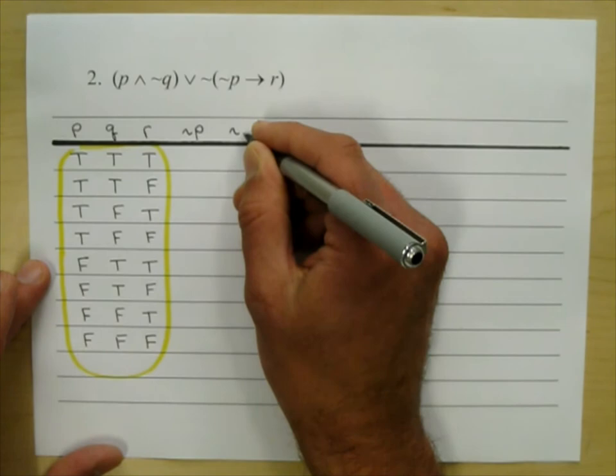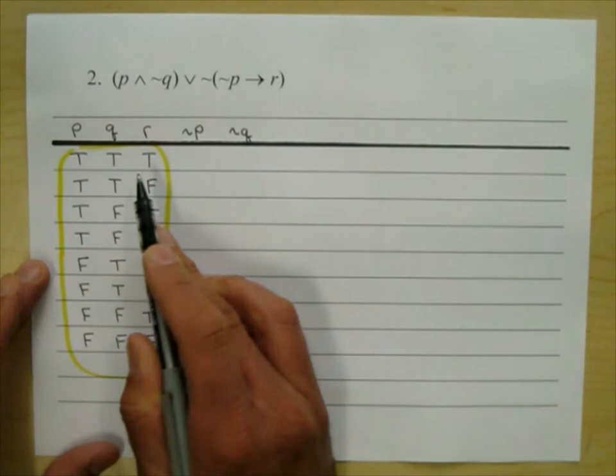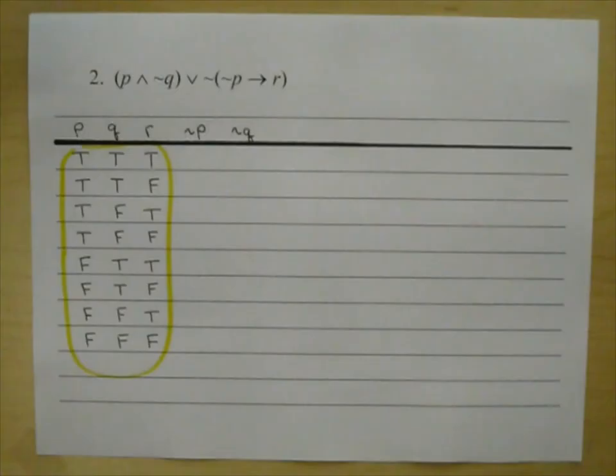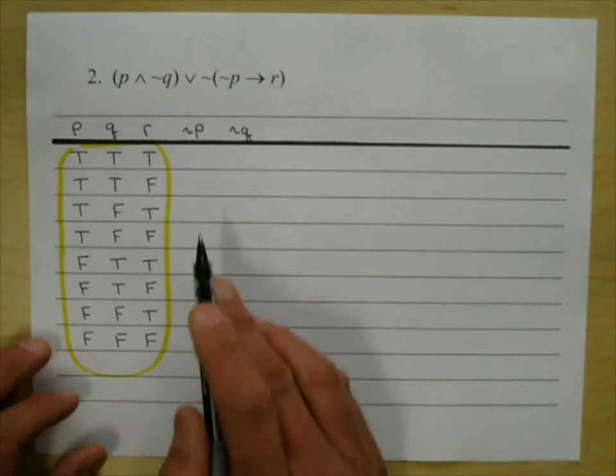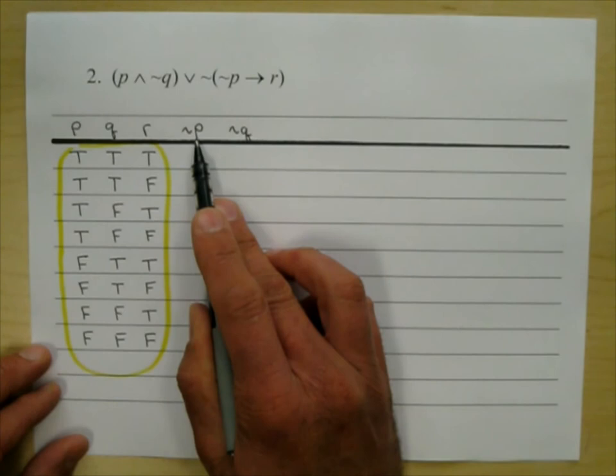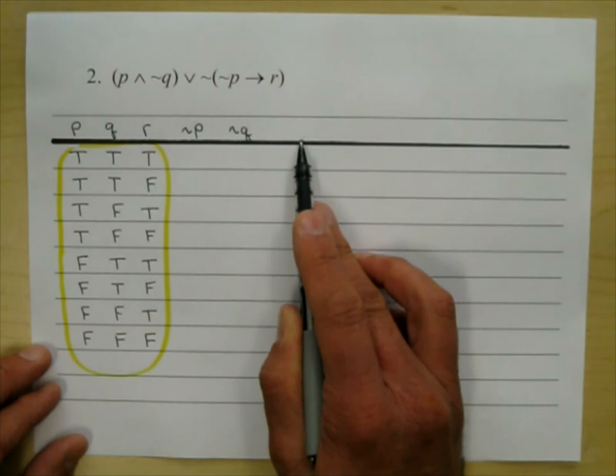Negation Q. So whenever I see those in a statement, I like to put those right after. But that's just a style, just my preference. You know what some of you would have done? You would have put the not Q right there, and then the next column would have been P and not Q, and then over here you would have put a not P.